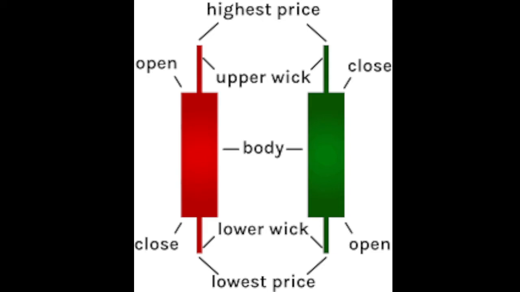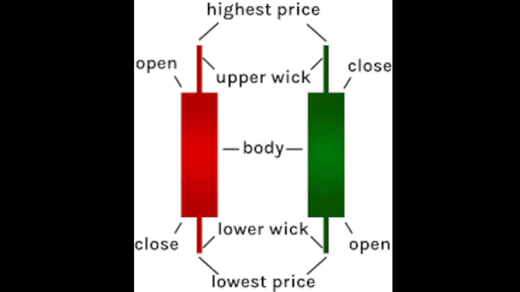Sometime within that open, it went up to the top part of the wick, the highest price, all the way down to the lowest part of the wick, the lowest price, and then came back and closed here, right where it says close on the red candle. That is the whole candle, the wick and all.